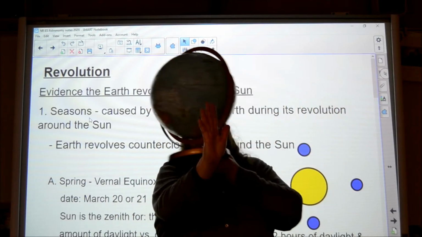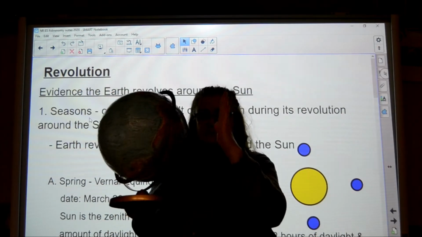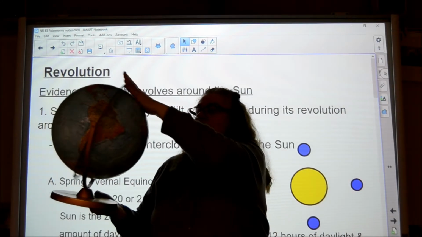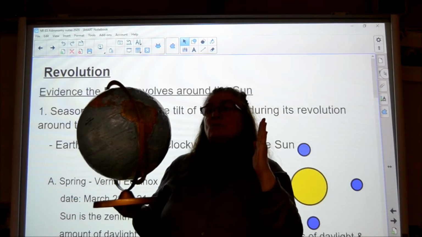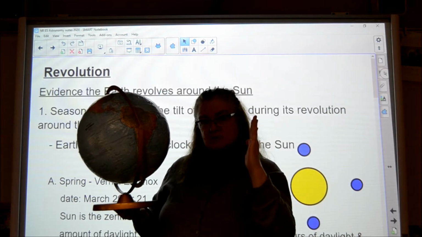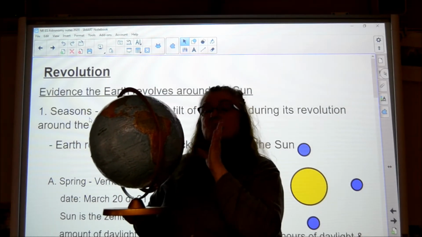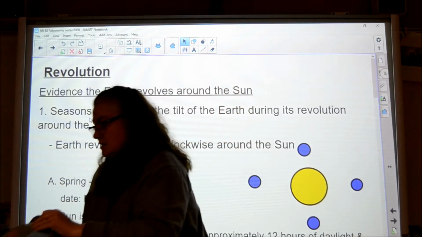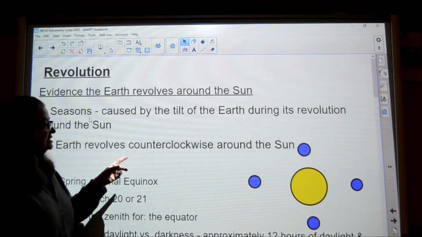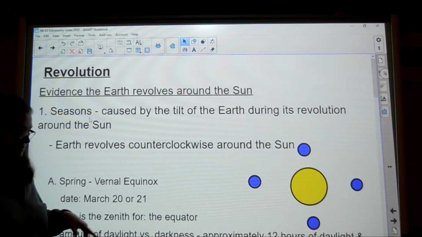As I revolve around, and here's my sun again, note that the northern hemisphere is tilted away from the sun, and the southern hemisphere is tilted towards the sun. So the southern hemisphere is going to get more daylight, therefore warmer temperatures. It is because of this revolution that we get seasons.